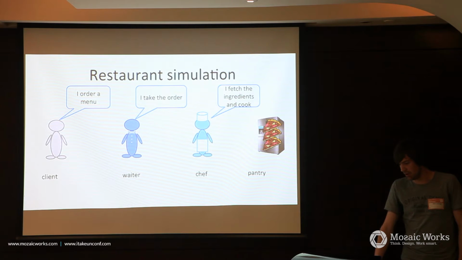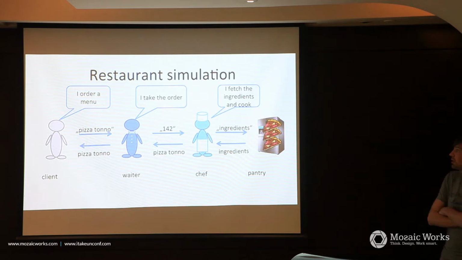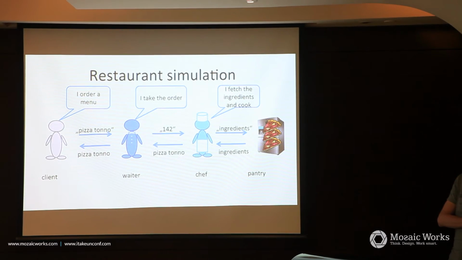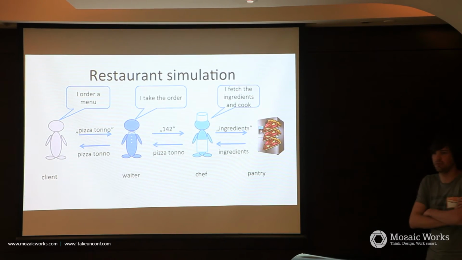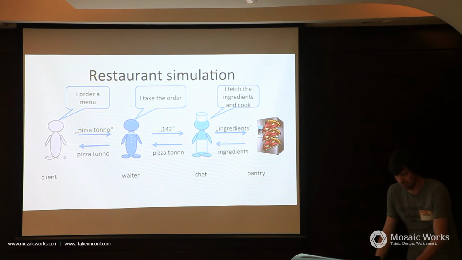For example, if our client wants to order a pizza tonno, the waiter takes the order and translates it into an internal ID. So he says to the chef that he should cook 142. Then the chef knows which ingredients he should take from the pantry. He makes it and he returns the object pizza tonno, and everyone's happy. So we would do a round trip.